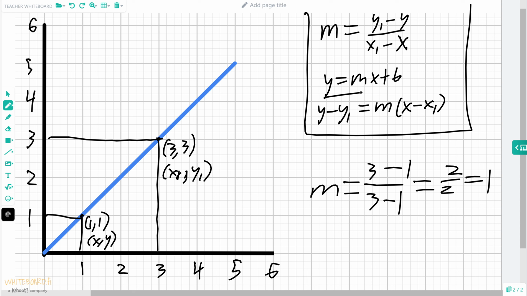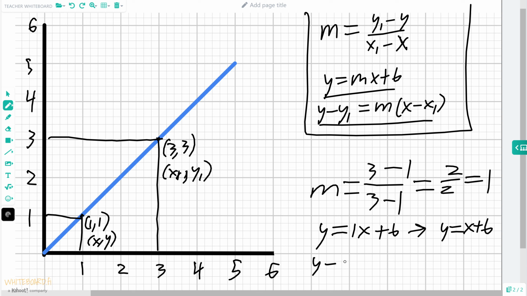So when we look at these two equations up here, the m values are going to be 1. So you get y equals 1x plus b, which is commonly referred to as y equals x plus b, because 1 times x is just going to be x. And we get y minus y1 equals 1 times x minus x1. And you can get rid of the 1 also. It doesn't matter.